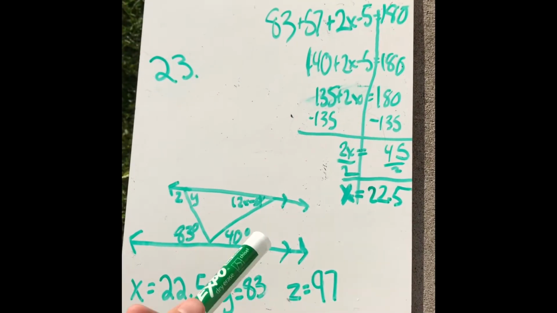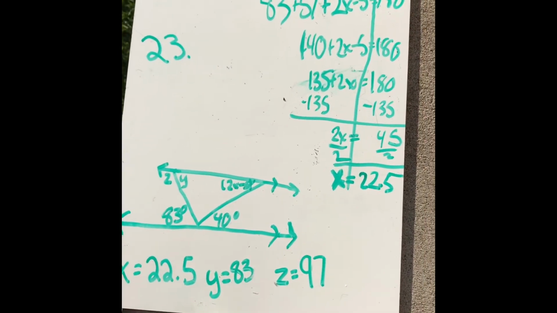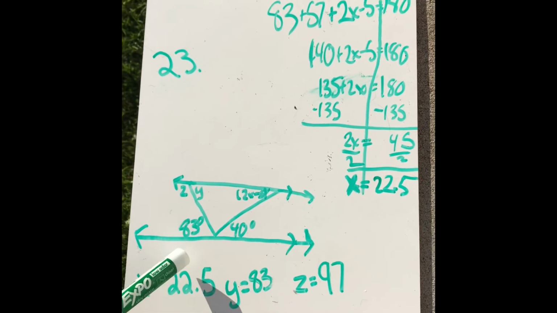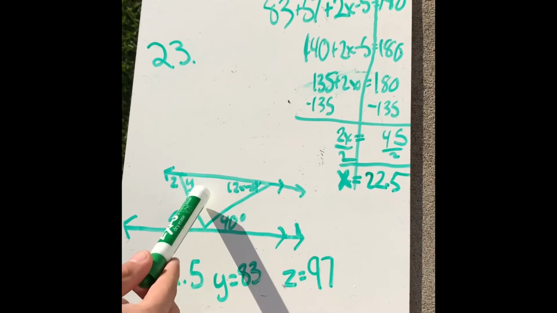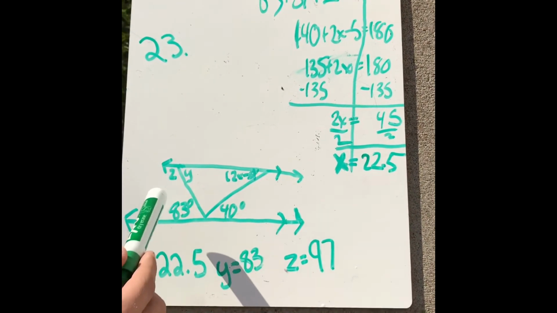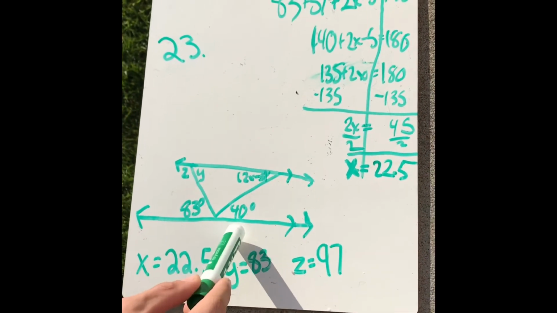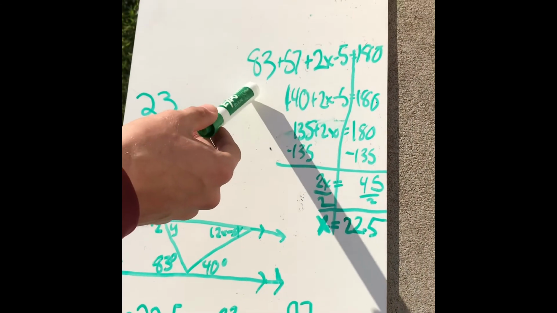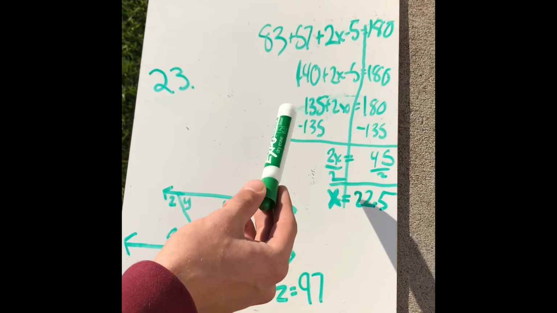For number 23, we got x equals 22.5, y equals 83, and z equals 97. We got y because the opposite angles are the same, so it's 83. And then we solved for z because those two add up to 180. And then we found the middle of this by these two because all three of them would add up to 180 as well. And then we solved for x in this by adding all the angles together to get 22.5.